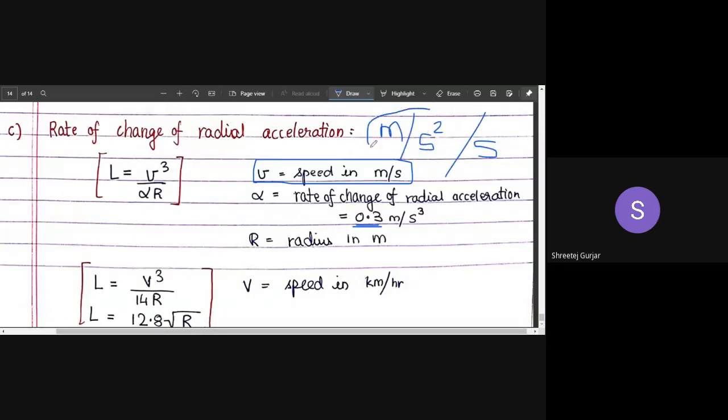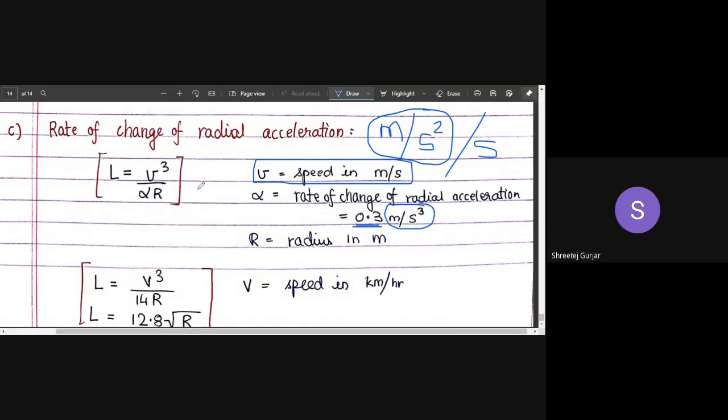Right, what is this? This is nothing but acceleration, right? Meter per second square is acceleration. Now the rate of change of this acceleration, meaning you have to check the change of this acceleration per second. What is the change in acceleration at every second, right? So we have divided by second, so it will become meter per second cube. So it is usually 0.3.